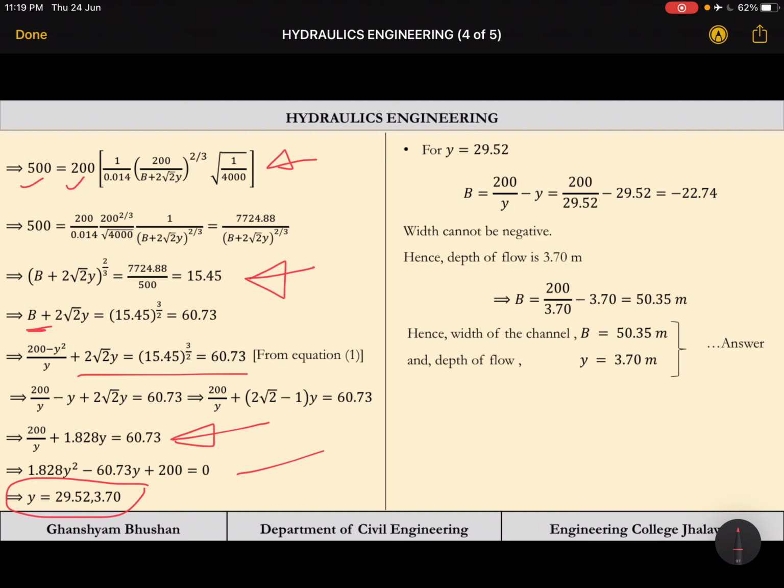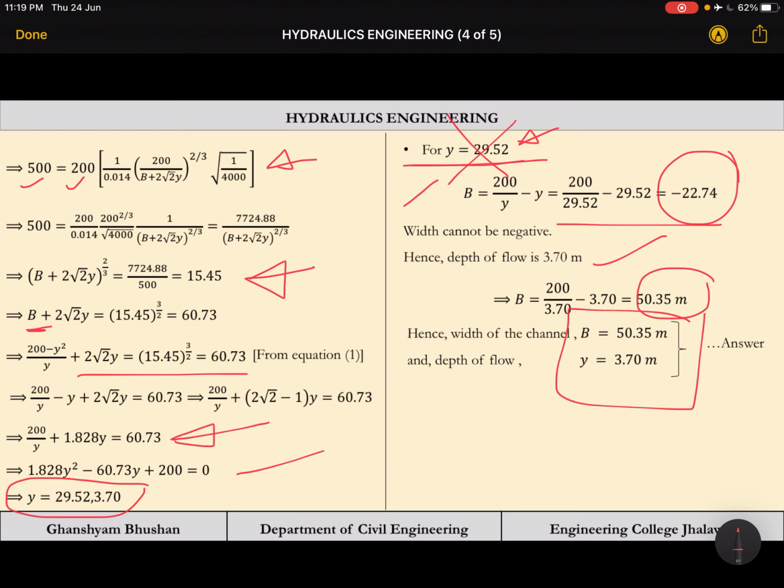3.70 meters. So this is practically not feasible, but let us try to see how much width we are getting corresponding to this depth of flow. So b was (200 minus y square) by y, so this is coming out to be negative. So width cannot be negative, so we can discard this value, and the depth of flow will be 3.70 meters. So the required bed width is 50.35 meters. So these are the channel parameters which were asked in the question. So bed width is 50.35 meters and depth of flow is 3.70 meters.